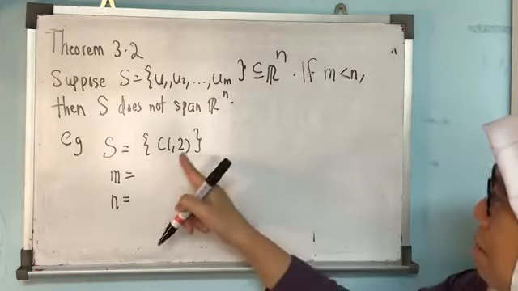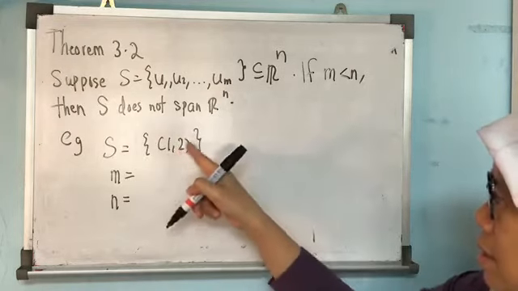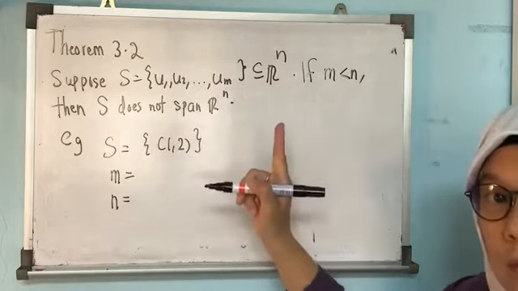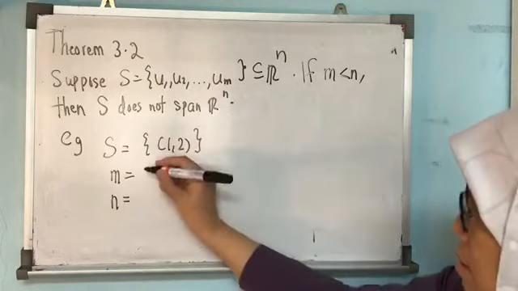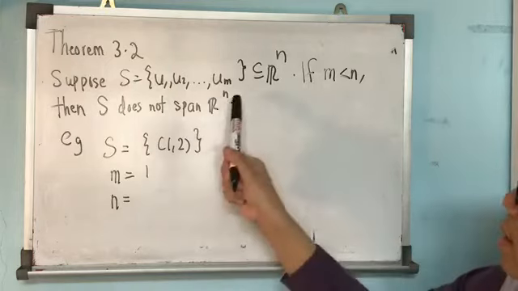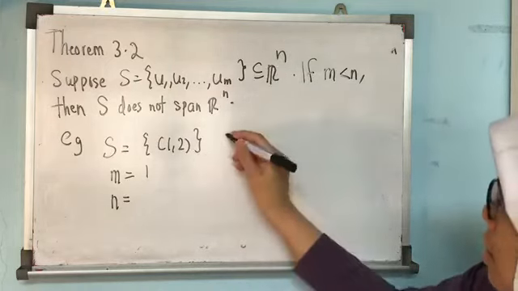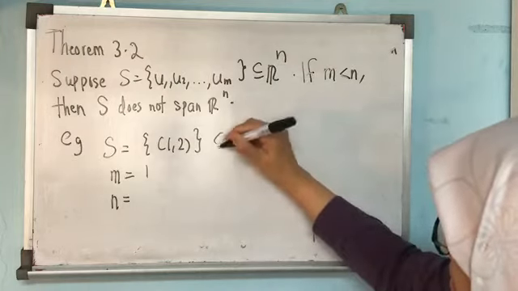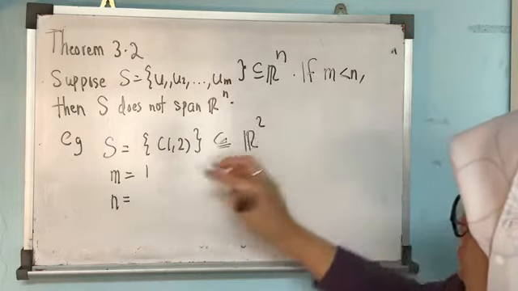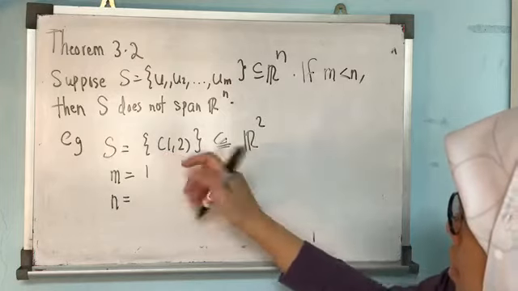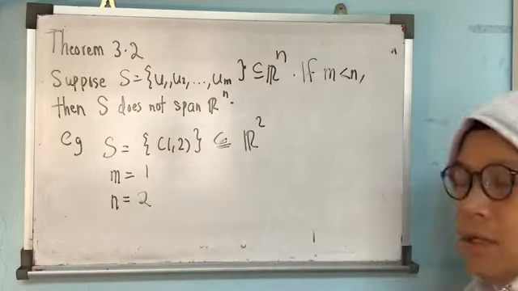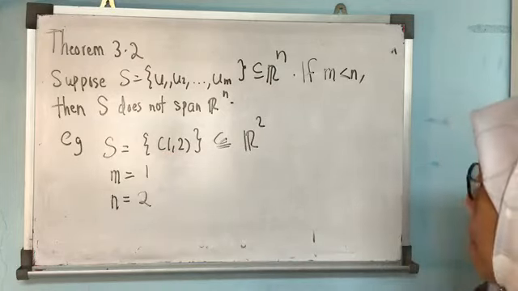M is the number of vectors in this set. How many vectors in here? Just one. N is the dimension. This is in R2 because there are two components. So, N is 2. Okay?